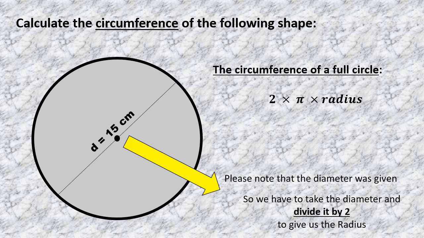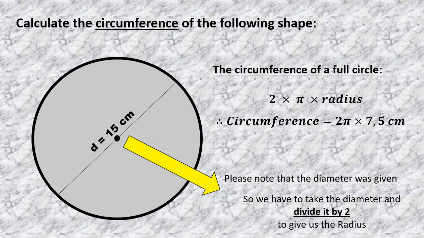Because the circumference of a full circle is 2 times pi times radius. So what would the radius be there? Correct. The radius is 7.5. So all you do is you punch that into your calculator. You are allowed to use your calculator.